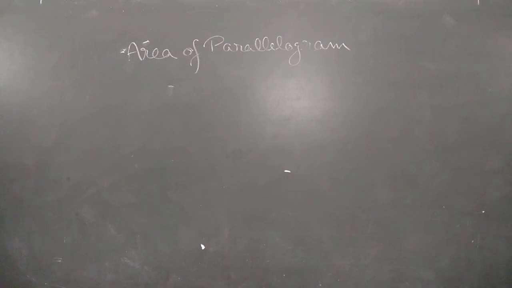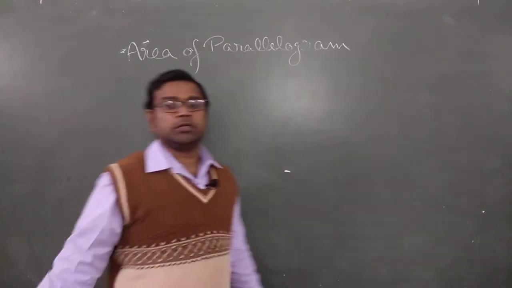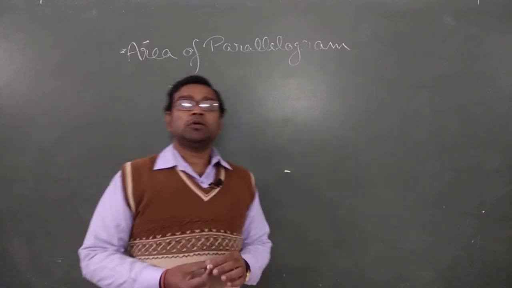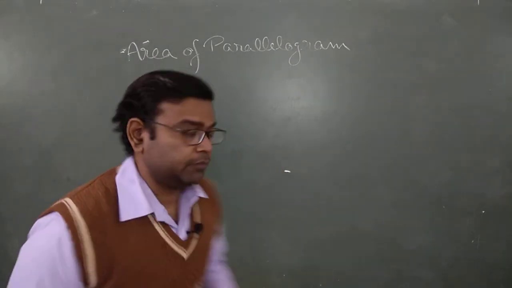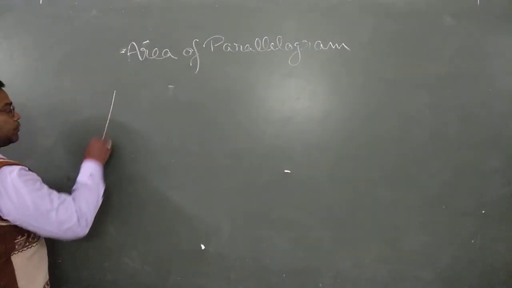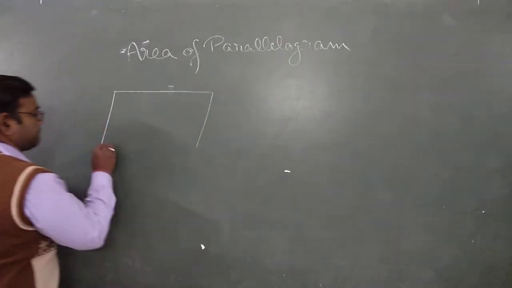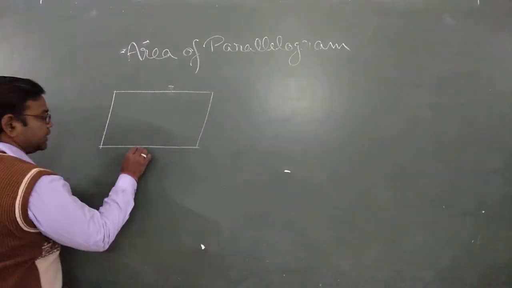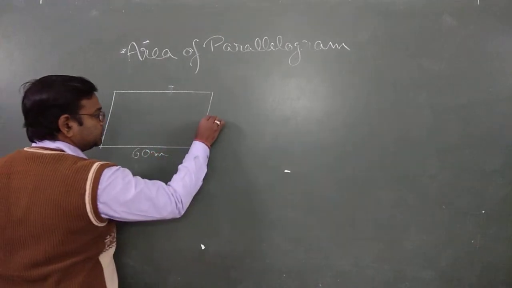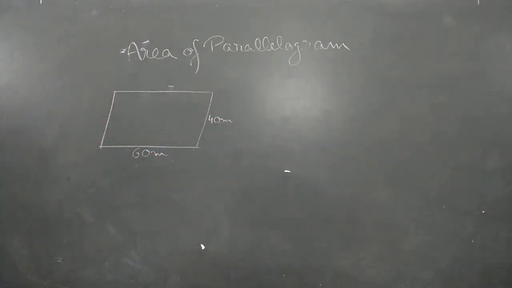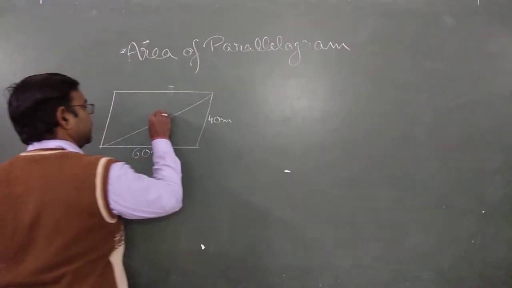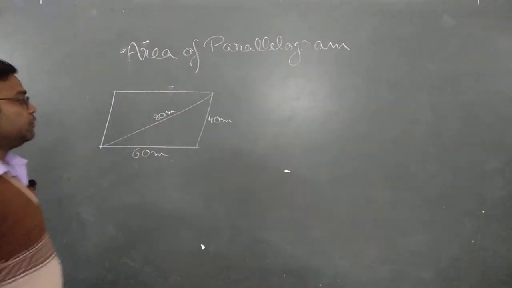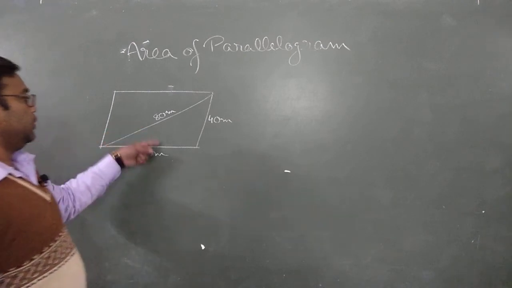Hello students, I have one interesting question. In this question it says that two adjacent sides of a parallelogram are 60 meter and 40 meter. Let me draw the figure first. It says that this is your 60 meter and this one is 40 meter, and one of the diagonals is 80 meter long. Question says that find the area of the parallelogram.